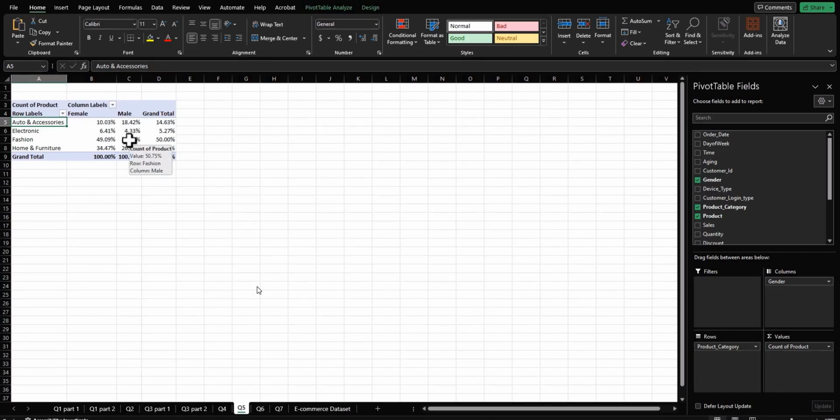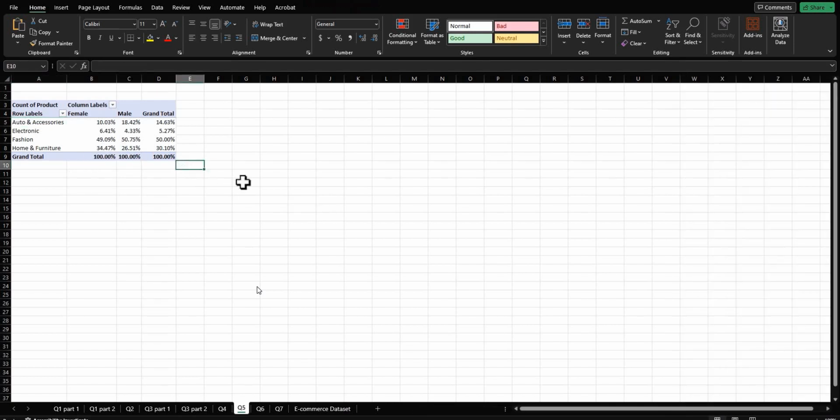Males are a little bit higher on fashion, lower on home and furniture, lower on electronics, and higher on auto and accessories. Female customers are lower on auto accessories, higher on electronics, very, very slightly lower on fashion, and higher on home furniture. So I'm going to take a snip of that.